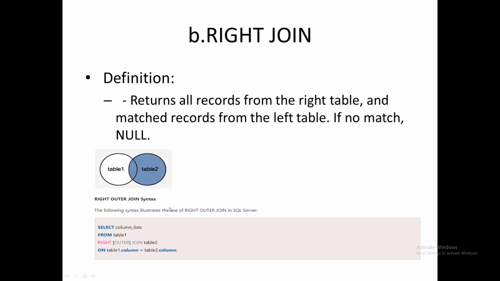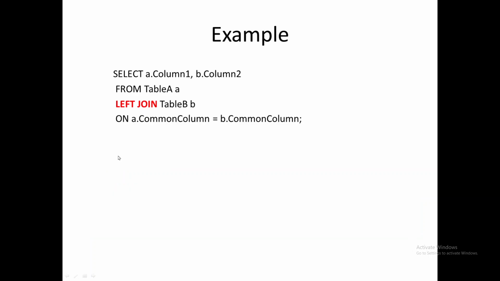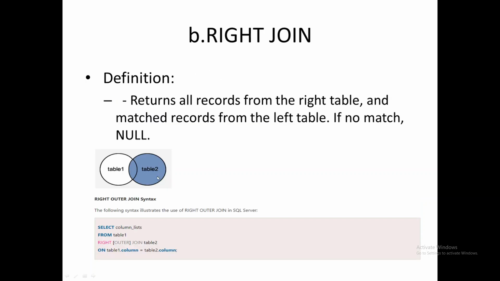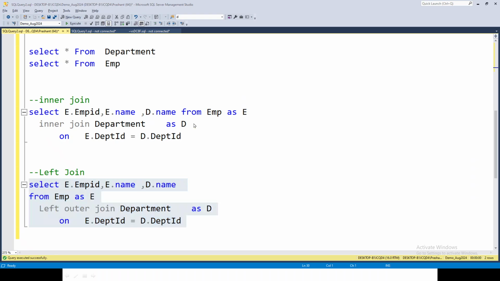Then the next join is called a right join. So let's understand the definition. Returns all the records from the right table. By looking at the Venn diagram, I can see I would get all the records from the right table and the matching records from the left table. If no match, there should be null. So in the left join, I was getting all the records from the first table. In the right join, I am getting all the records from the right table. Syntax is the same, only the keyword would change, right? So this is how the syntax will look. Let's go back to the demonstration.